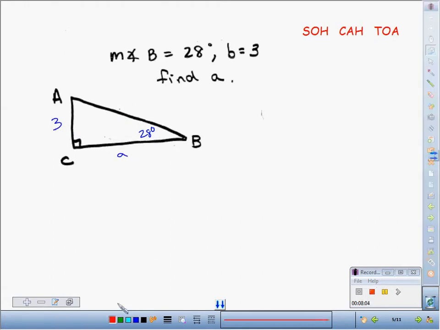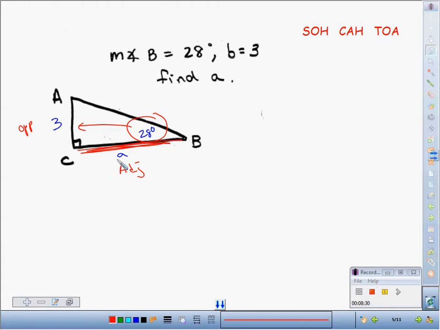Now that I put all that in there, I want to figure out what trig function to use, so focus your attention around the angle that we're talking about. 3, is that opposite, adjacent, or the hypotenuse? Since it is across from it, that is the opposite side, put the OPP. Little a is not the hypotenuse, and it's touching the 28 degree angle, so that is the adjacent side, ADJ.